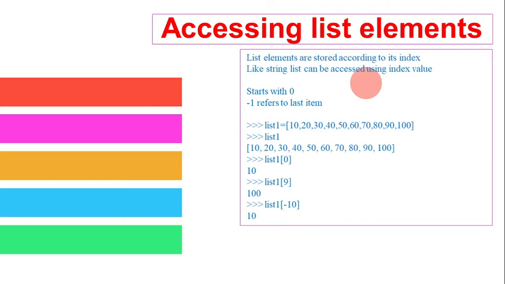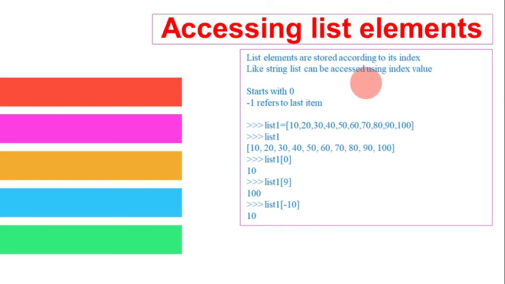The same operations we are following here in list also. Nothing special. List elements are stored according to their index, just like a string. Like a string, a list can be accessed using index values. You know the left index value starts with 0 and the right index starts with -1. Then list1 equals 10, 20, 30, 40 up to 100.